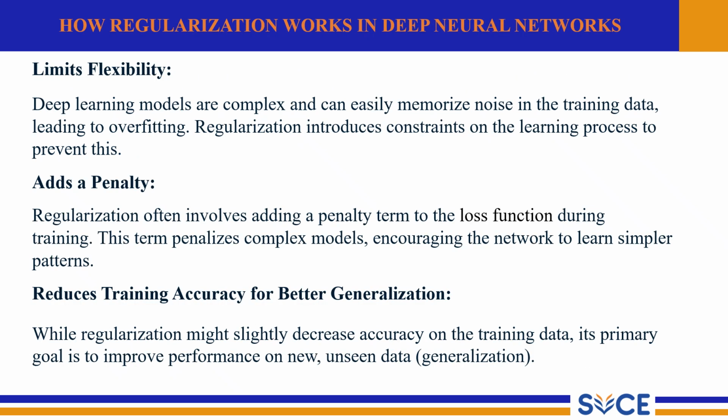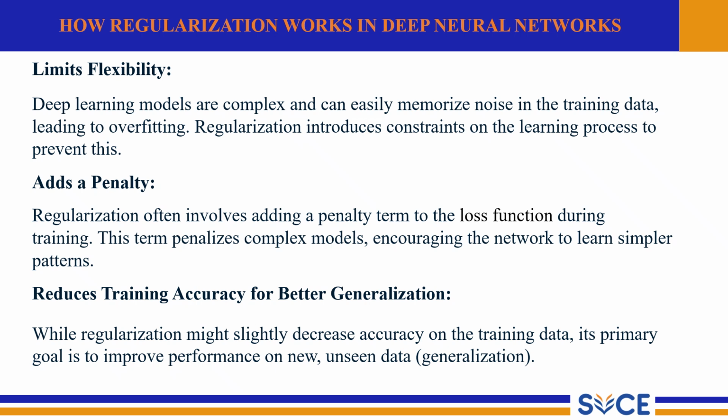How regularization improves generalization in deep neural networks. So first, it limits flexibility. Deep learning models are incredibly powerful, but that power comes with a risk. They can easily memorize noise in the training data, leading to overfitting. Regularization introduces constraints on the learning process, which helps the models focus on meaningful patterns rather than memorizing irrelevant details.